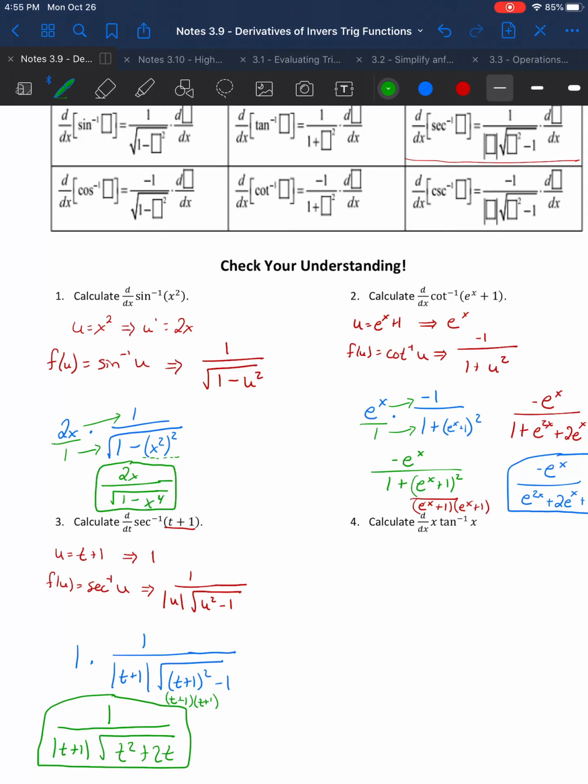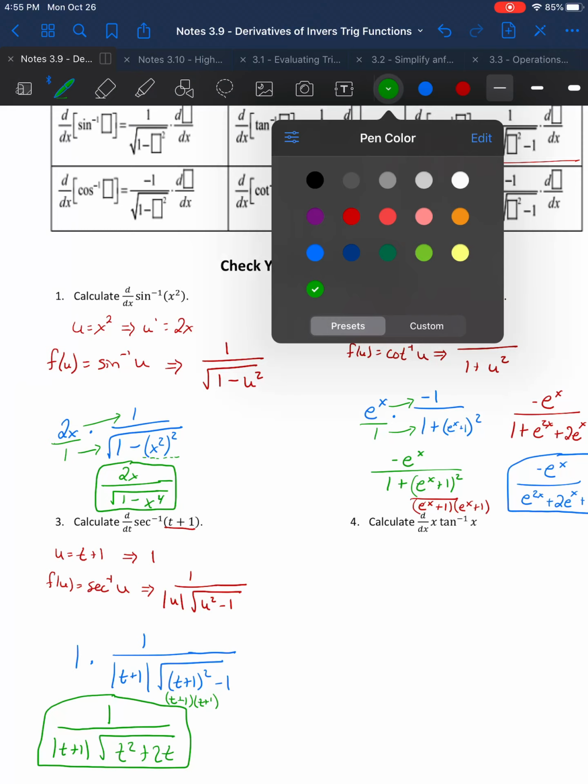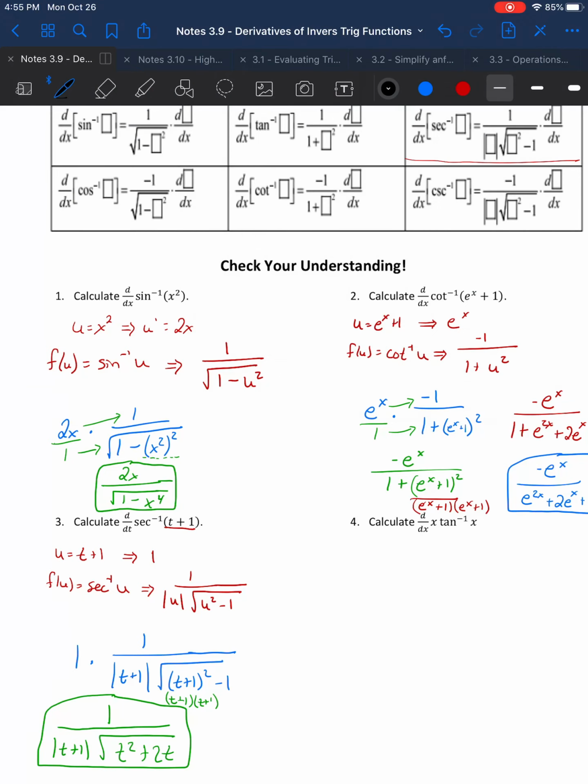Okay. The number 4 that I have written on here, I'm not going to work through it. Know that it's a product rule. So you'd have to do derivative of the first, keep the second, keep the first. Then with your derivative of the second, you're going to use your chain rule or your derivative of the inverse trig function rules up here.